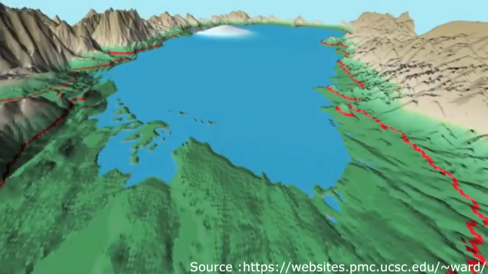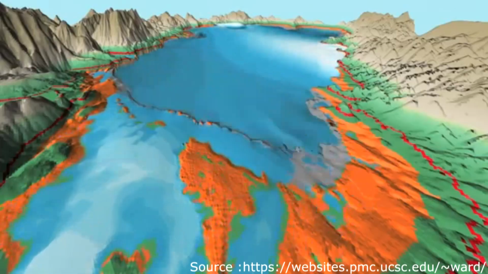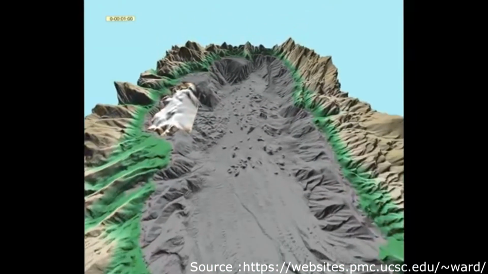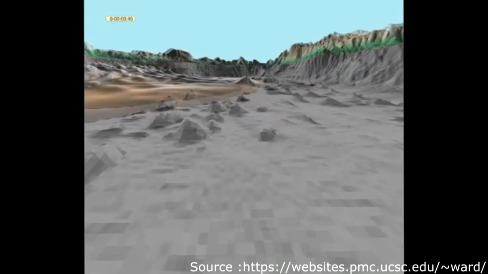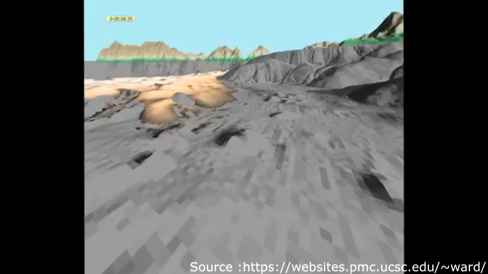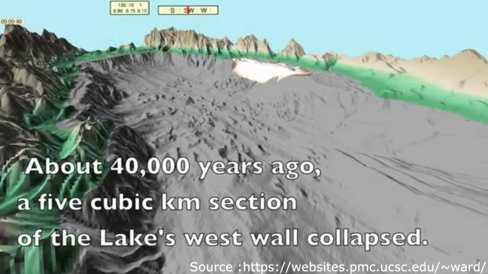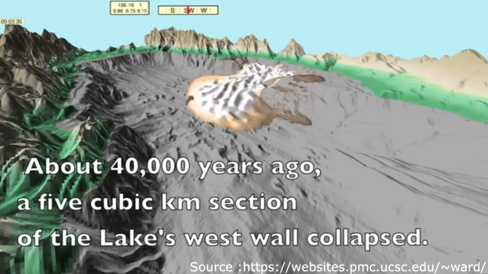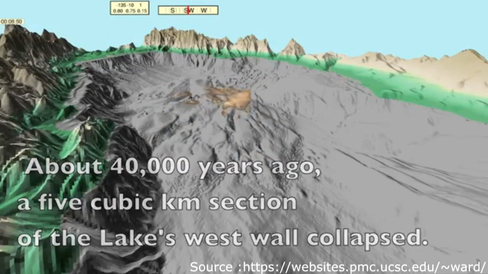This is Lake Tawe. You can ask yourself, why a lake when we are speaking about tsunamis? Well, tsunamis can also happen in a lake. For example, it happened once in Lake Geneva, or here in Lake Tawe. A tsunami produced by a paleo landslide. About 40,000 years ago, a 5 cubic kilometer section of the lake's west wall collapsed.